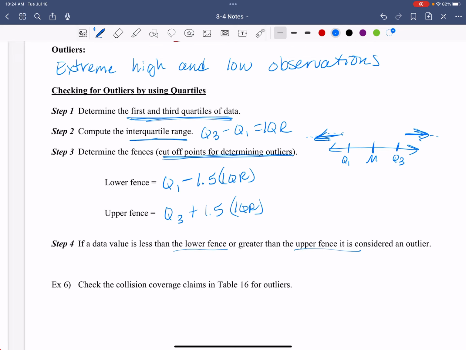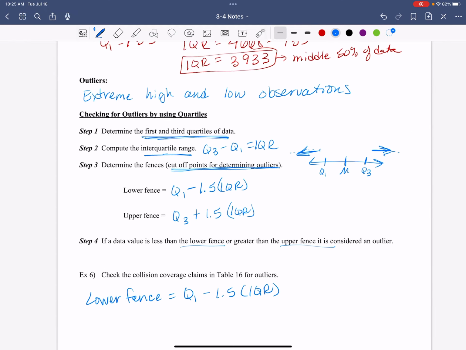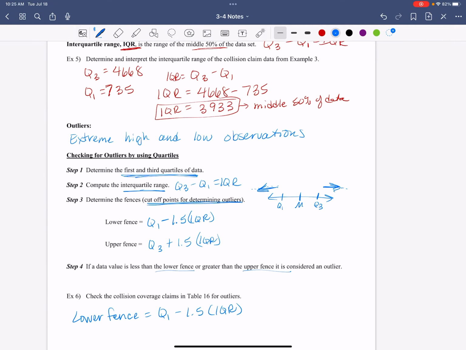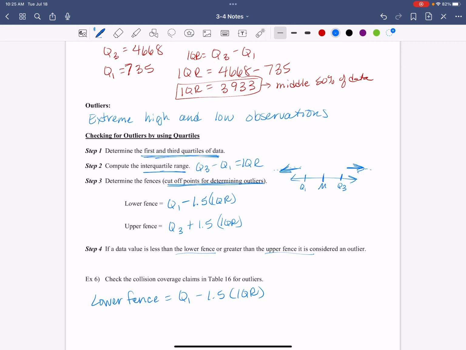Let's use that same data that we had. I'm going to keep these formulas up here so we can check them in table 16 for those outliers. So if I want my lower fence, that's going to be quartile 1 minus 1.5 times that interquartile range. We can pull all of that information. There's my interquartile range, and I have my quartile 3 and my quartile 1 up there with it. So it works out handy, right?